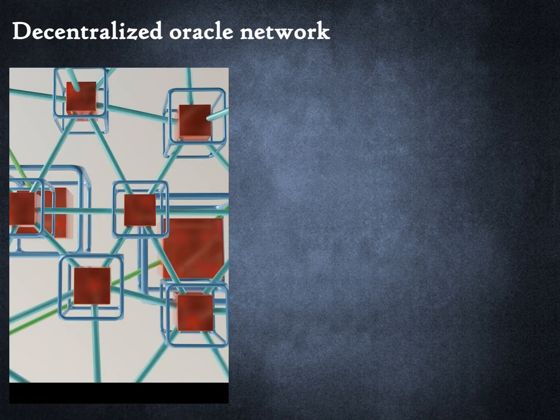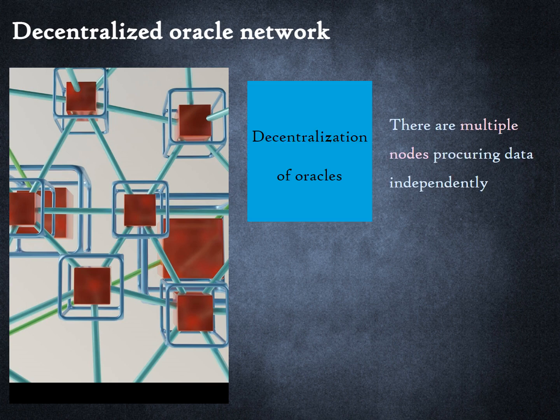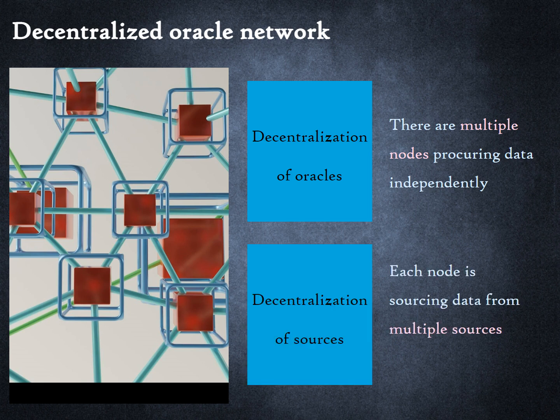We can see that a decentralized oracle network seeks to promote accuracy via 2 levels of decentralization. Decentralization of oracles means that there are multiple nodes procuring data independently. Decentralization of sources means that each node is sourcing data from multiple sources. The sources may overlap between different nodes. This kind of configuration is referred to as a decentralized oracle network.